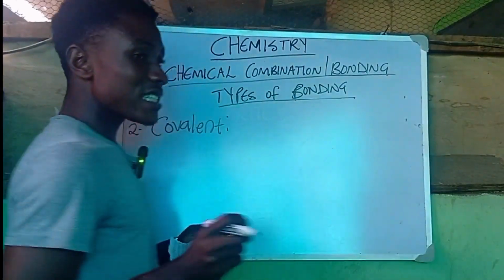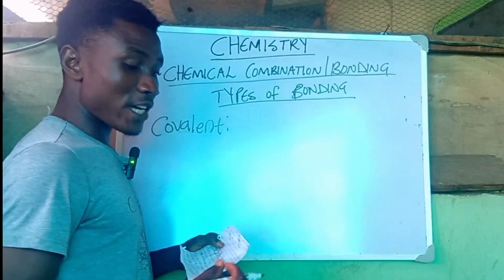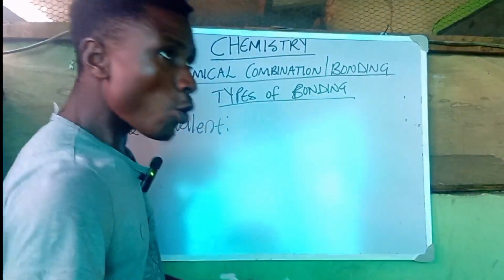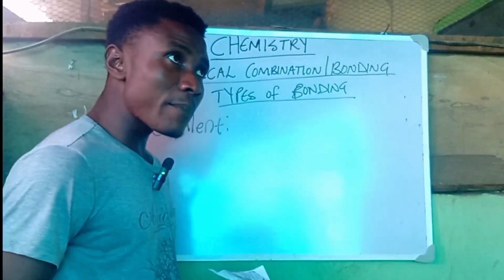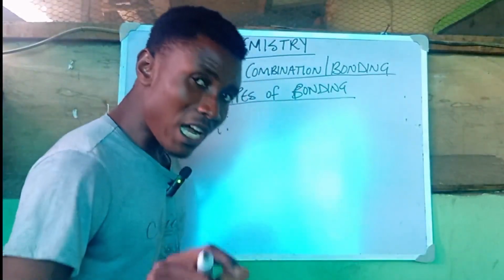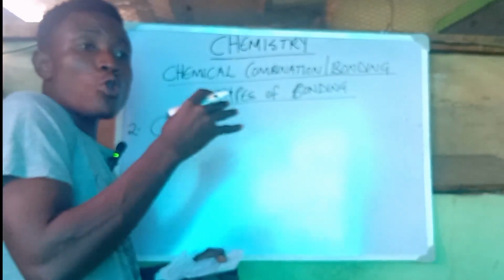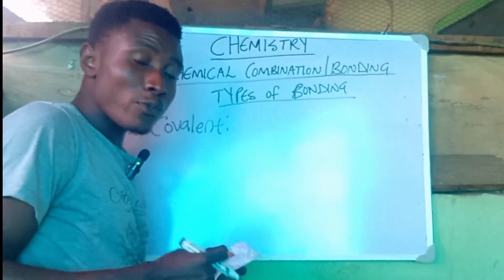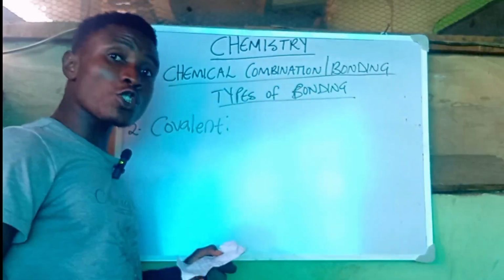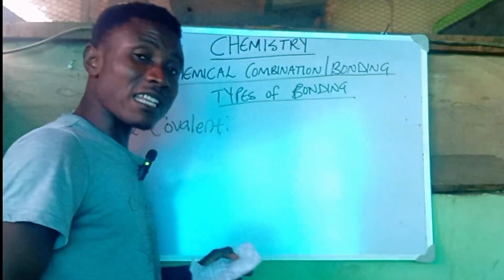Now this covalent bonding is at times divided into two, or is basically divided into two, although some textbooks talk about it separately. But for the purpose of your exam, we are going to talk about them separately. We are not just going to link them up, so that you will not get confused when you see questions based on this and the options are confusing.